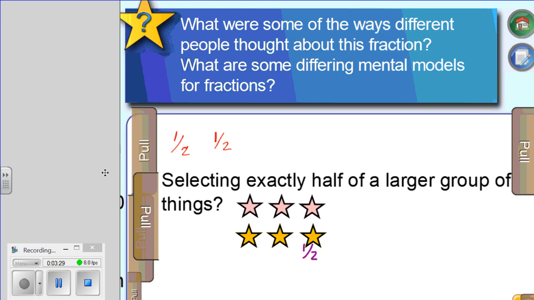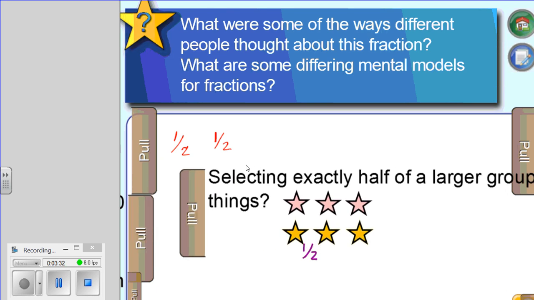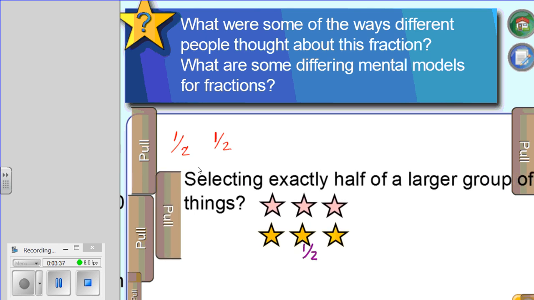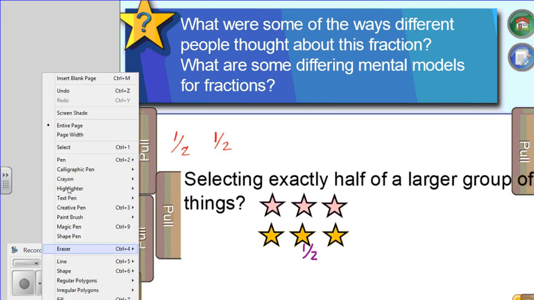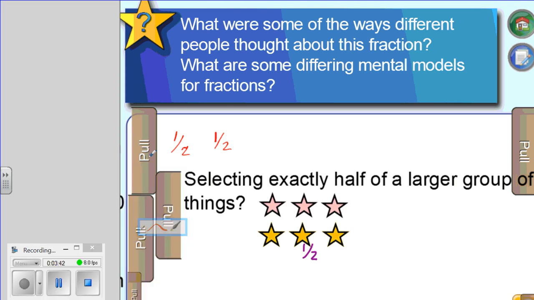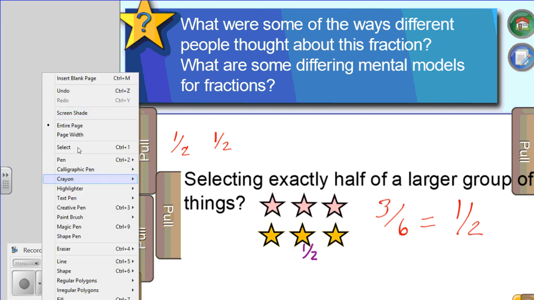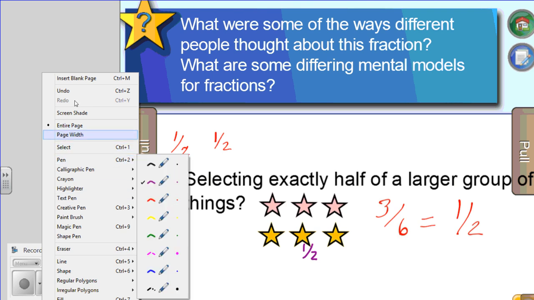Selecting exactly half of a larger group of things. Okay, so if you have 6 stars here and half of them are pink, that means that 3 out of 6 must be equivalent to 1/2. So if you think about half of the population, that is exactly 50%. It doesn't matter what the population is, exactly one side is equal to the other. That would be modeling the fraction 1/2 as well. All right, and I know I'm starting with a very easy fraction of 1/2 to model, but that's okay.